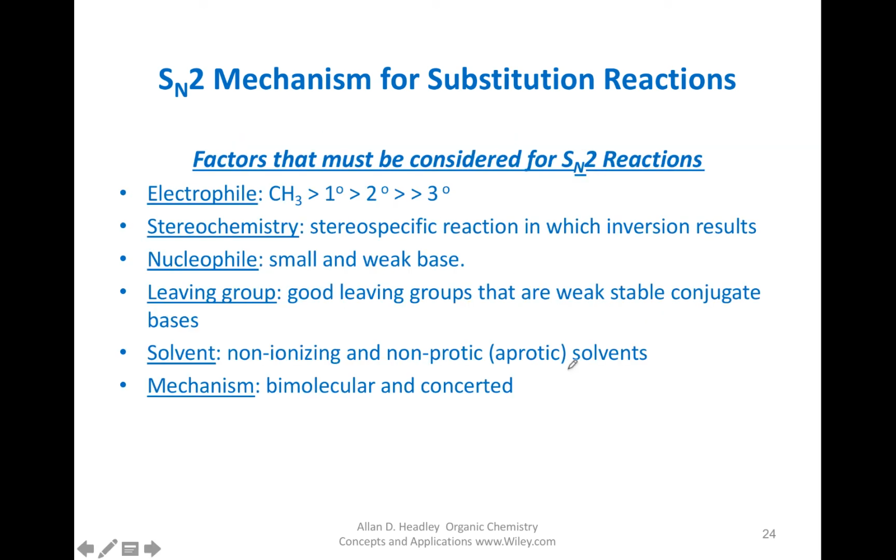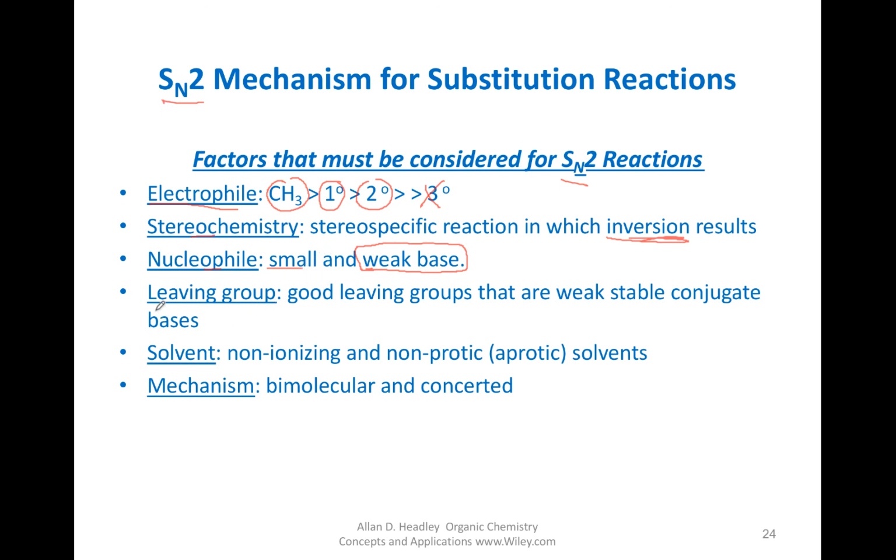So in summary, for the SN2 reaction, the reactivity of the electrophile is: the methyl is more reactive than the primary and more reactive than the secondary, and we literally do not use a tertiary halide or tertiary electrophile for an SN2 reaction. Stereochemistry. There is an inversion of stereochemistry. The nucleophile must be small and a weak base. Notice we said that strong bases such as LDA and bulky bases typically do not work. Well, do not work, period.